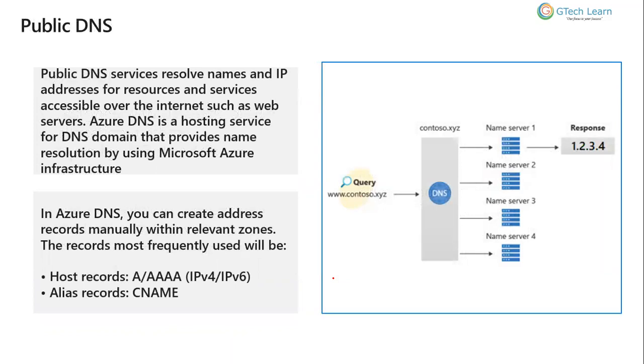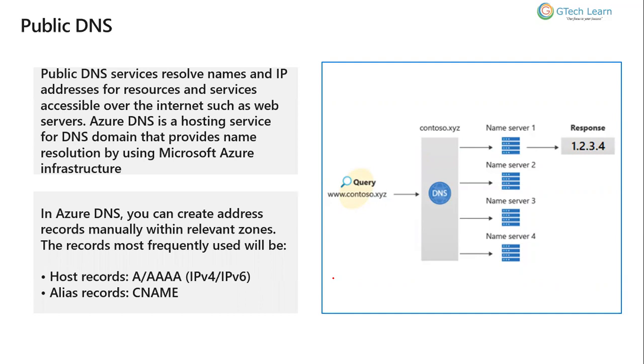Now, if I'm talking about the public DNS, first of all, we need to know the DNS. DNS is the Domain Name System. Public DNS helps us resolve the names and IP addresses for the resources and services present on the internet. Nowadays, we are accessing a lot of websites with names like Facebook, Instagram, Yahoo, Google, Twitter, GTechLearn.